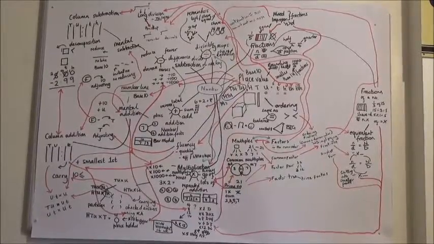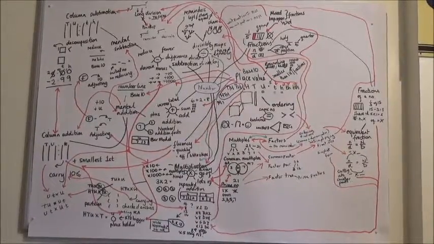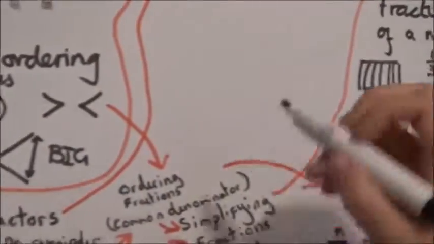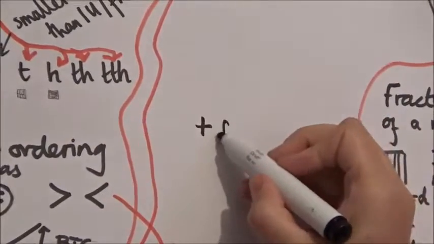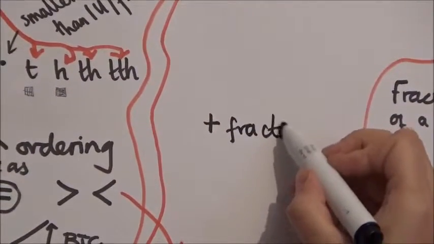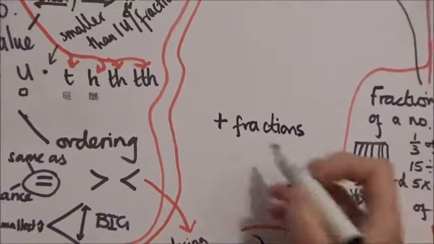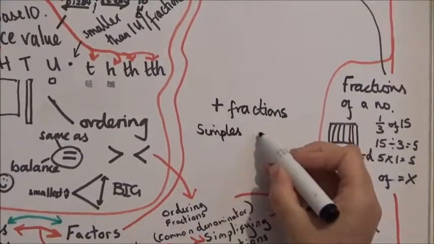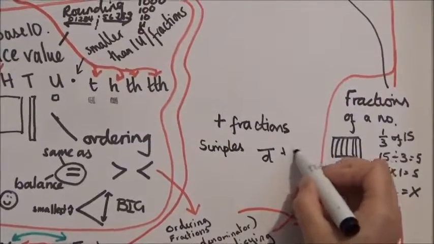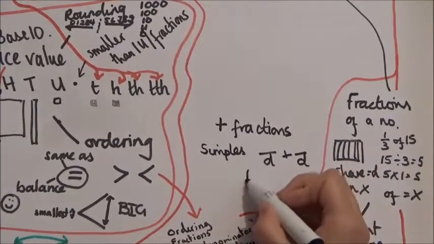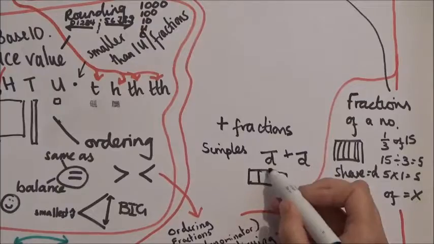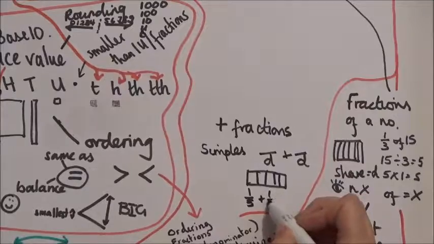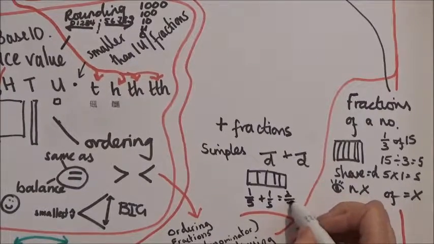So we're going to add our adding fractions to our number mind map. We're going to be going around here, so fractions of a number. And I'm going to write here adding fractions. Now it's easy to add simple fractions. That's when the denominators are the same. For example, if I had 1/5, add 1/5, it would be the same as 2/5.